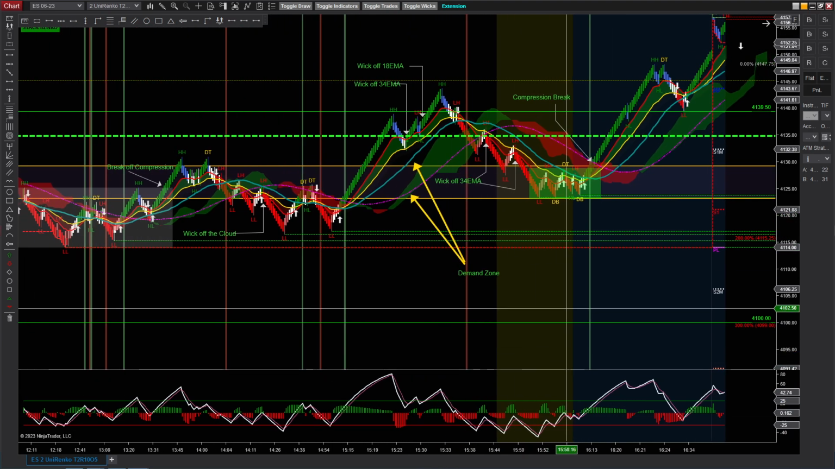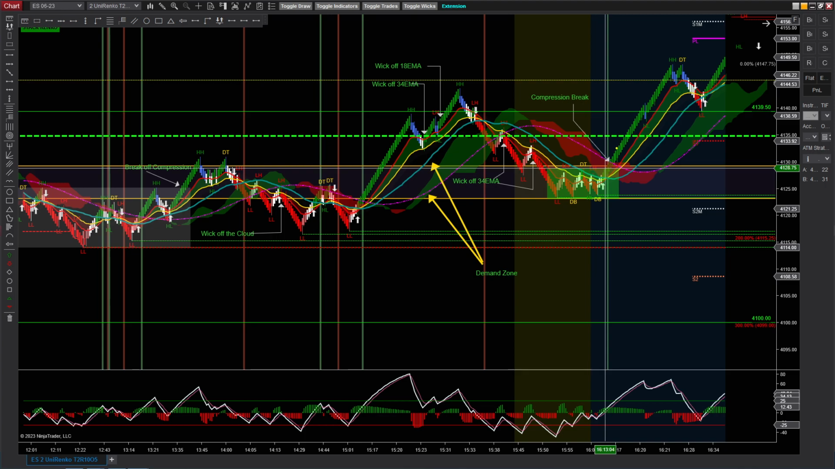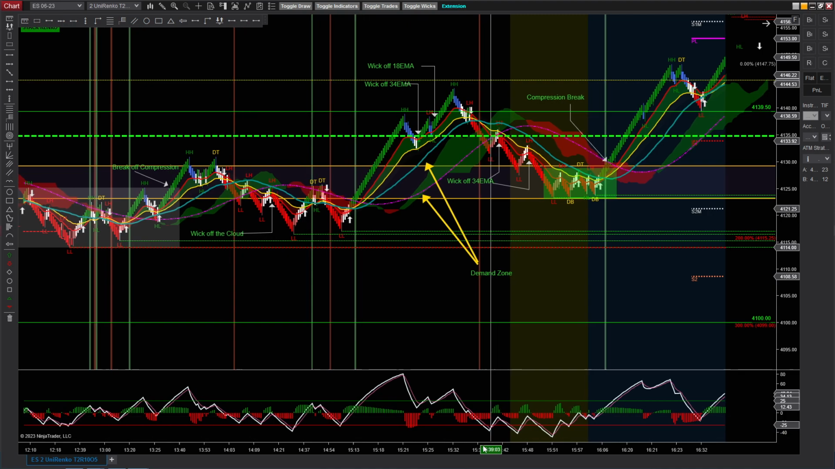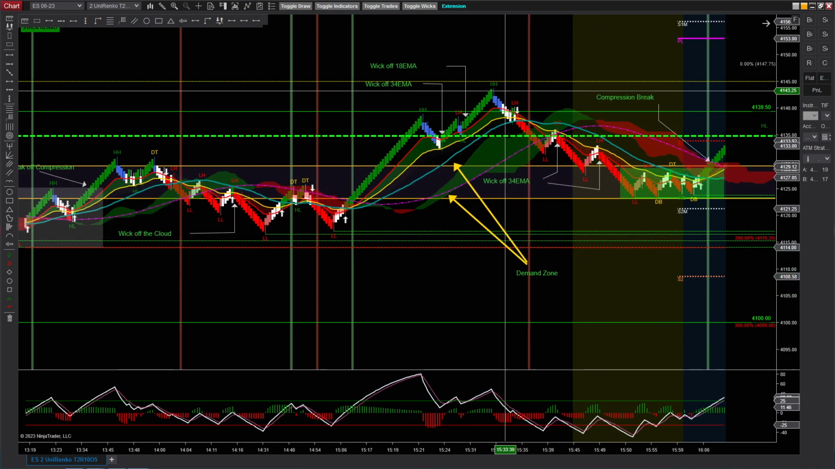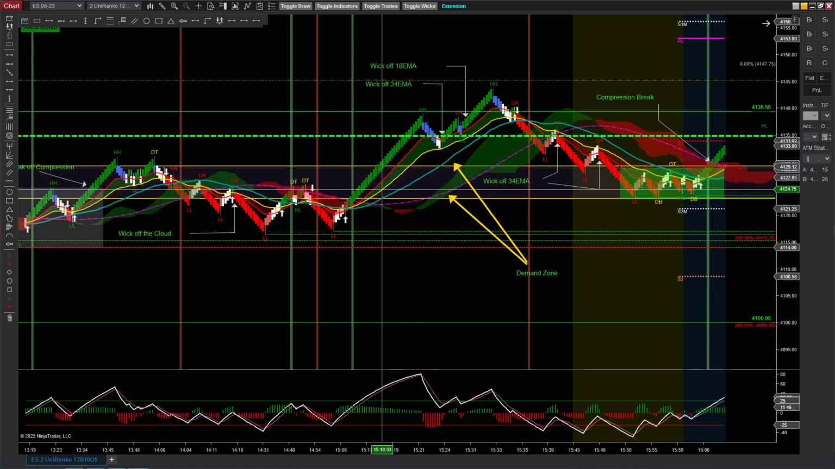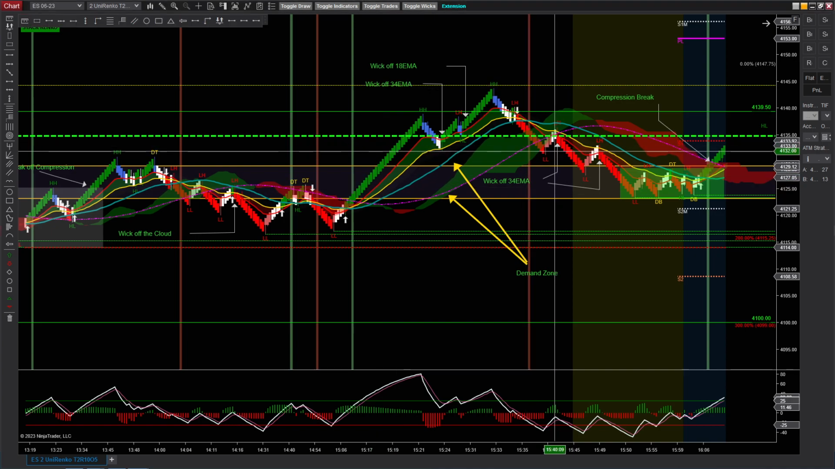Okay, so this one, there's a compression break right there, and I marked it. So this one is a compression break that went to the upside. After this is the compression. There's a couple of other entries here. Once it failed there, you see that there is a head and shoulders formation on the Renko. This one is the head, and then you go down, and this one is the other shoulder. So there's an entry right there, or you could have taken the wick off of the 34 if you anticipated. This one was short-lived.